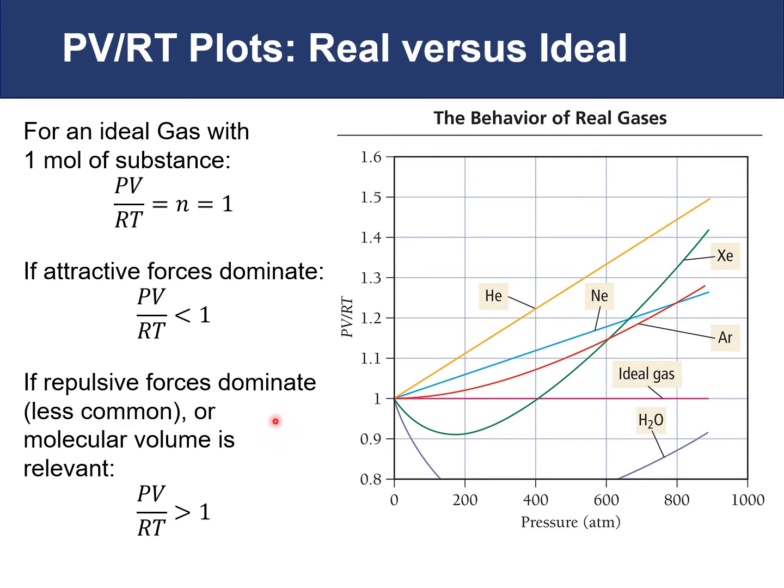Now, if on the other hand we have repulsive forces, which is much less common, or we have molecular volumes that we're compressing the molecule enough that the size of the atoms becomes important, what that will do is increase the top term. So if we have repulsive forces, the P is bigger, right? Because if it's a repulsive force, it's pushing the molecules towards the walls of the container. Or if we have the molecular volume increasing because the atoms themselves actually occupy some space, the top term will go up, making the value bigger than 1.